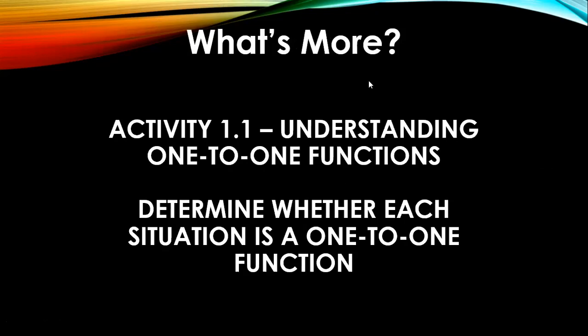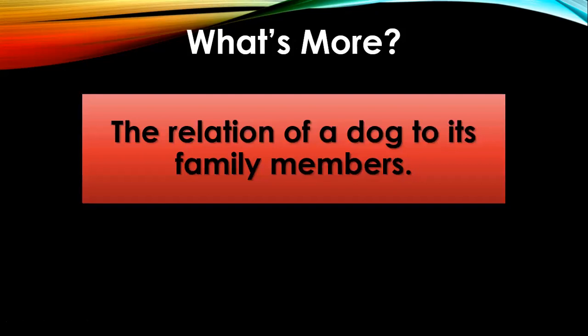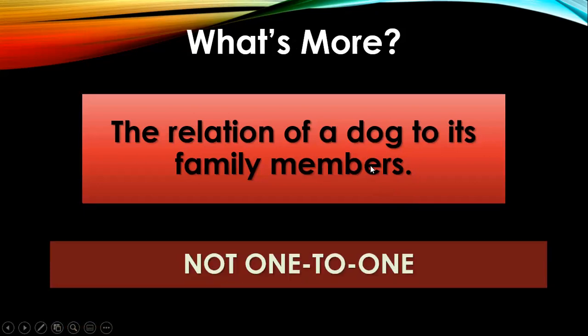Okay, now let us have an activity understanding one-to-one functions. So let us determine whether each situation is a one-to-one function. Okay, the first, the relationship of a dog to its family members. So this cannot be one-to-one function. Since, for example, ako and yung kapatid ko, parehas kami na may-ari ng asong yon. Okay? So, we are sharing one dog. Okay po. So again, bawal yung sharing, no? Dapat may tig-isa kaming aso para masabi na one-to-one function. Itong example na to.